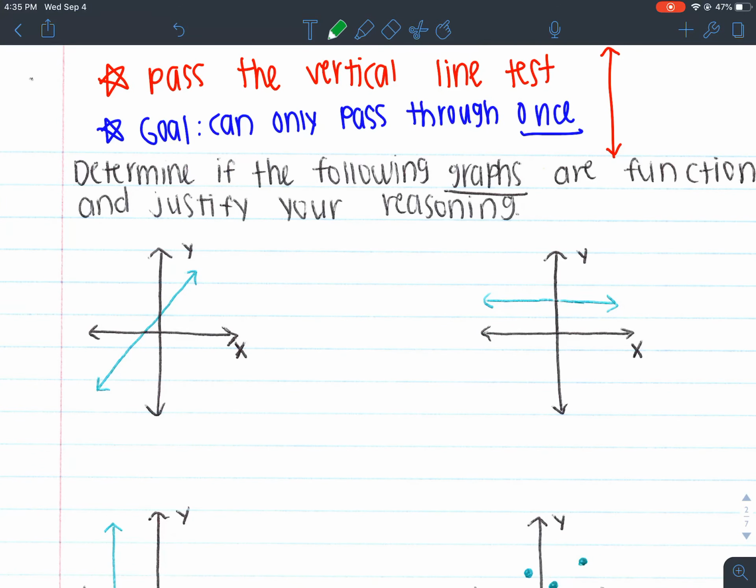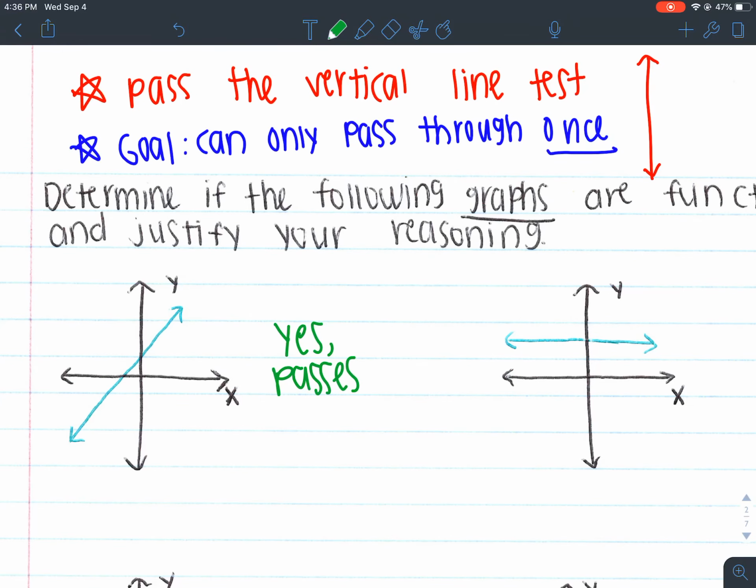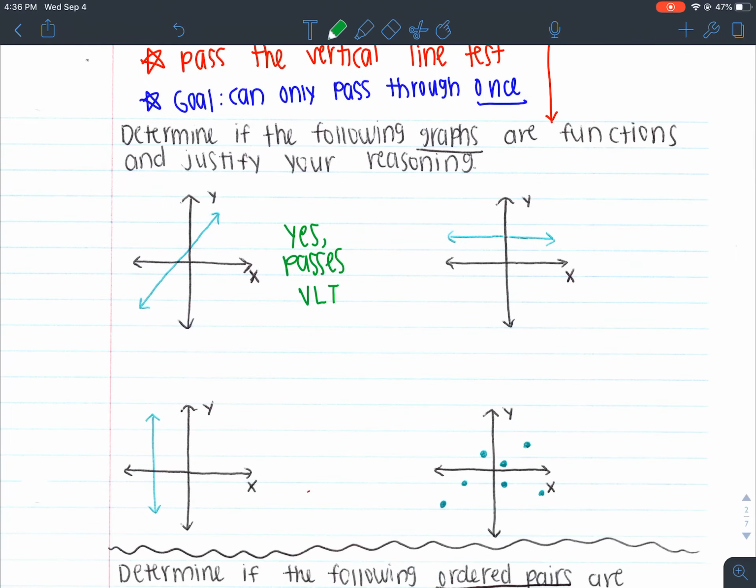So on the first graph here, I have a diagonal line. If I draw a line here, is that a function still? How many times does it go through? Just once. What about here? Only once. What about here? Once. I can draw as many vertical lines as I want, but no matter what, every time I draw one, it only crosses once. So this is a function because it passes the vertical line test. And I do allow VLT for vertical line test. Just make sure you understand what VLT means.